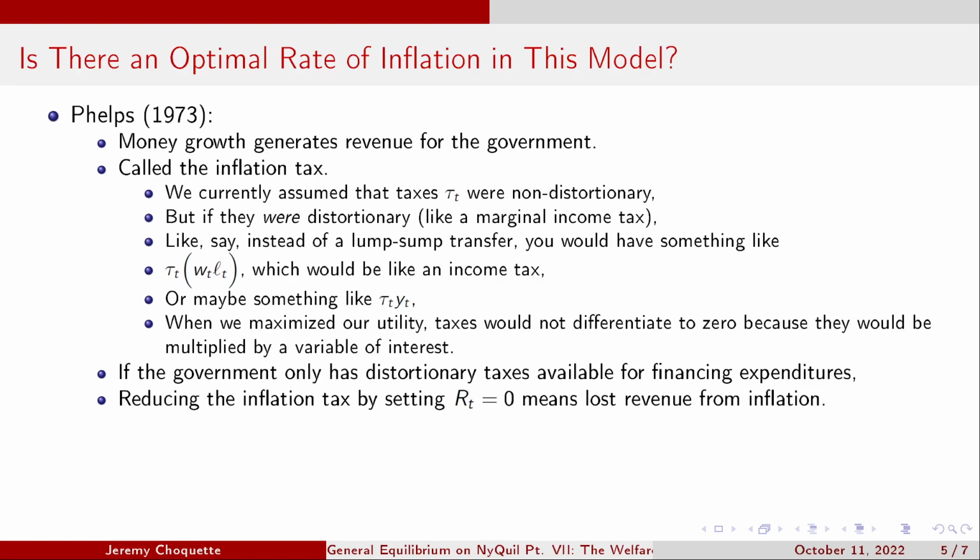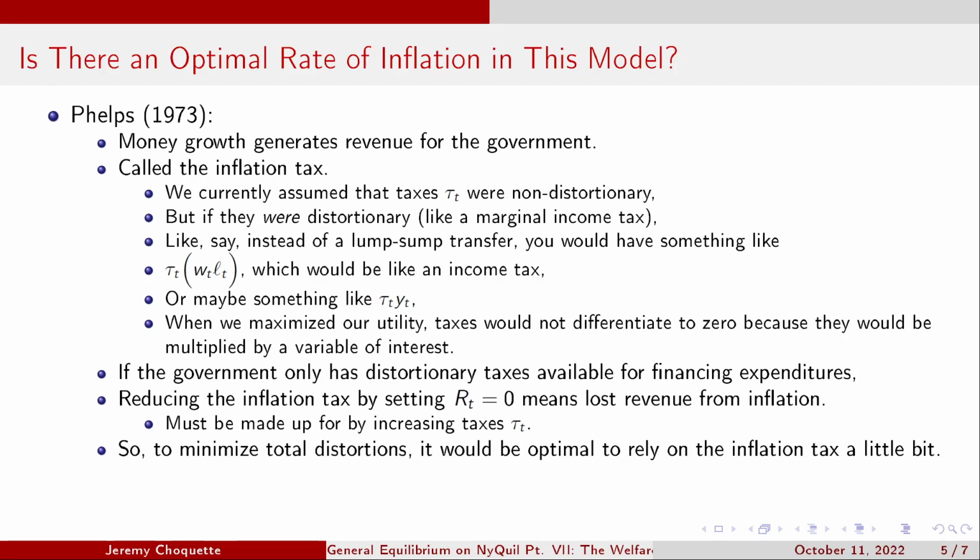Whereas previously with lump sum taxes, they don't matter at the margin. But if we have some kind of a marginal income tax, well, like I said, marginal is going to be affecting things at the margin. And if the government has distortionary taxes available for financing their expenditures, if they were to reduce the inflation tax by setting the nominal interest rate equal to zero, it's going to mean lost revenue from inflation, which has to be made up for by increasing taxes.